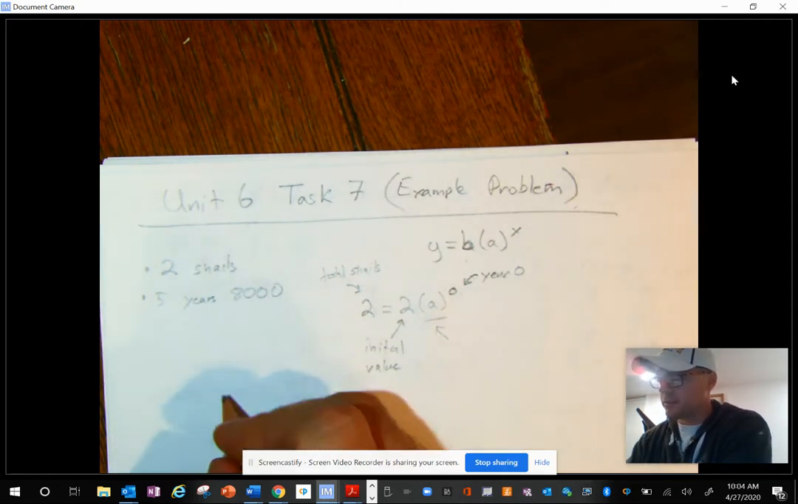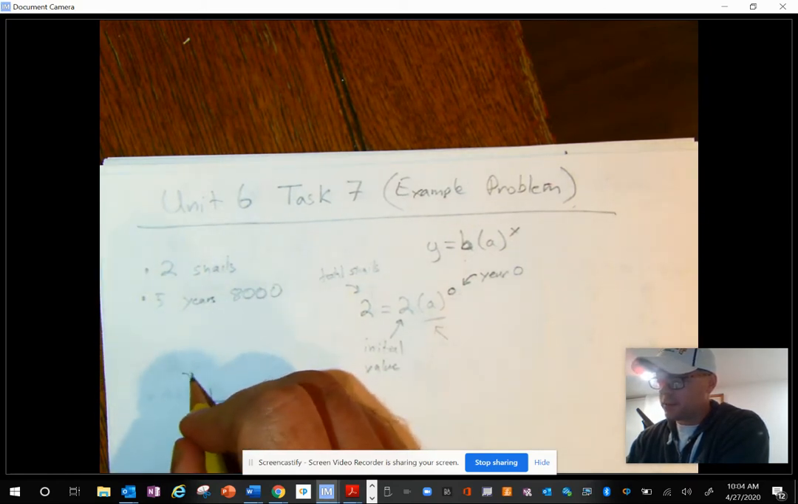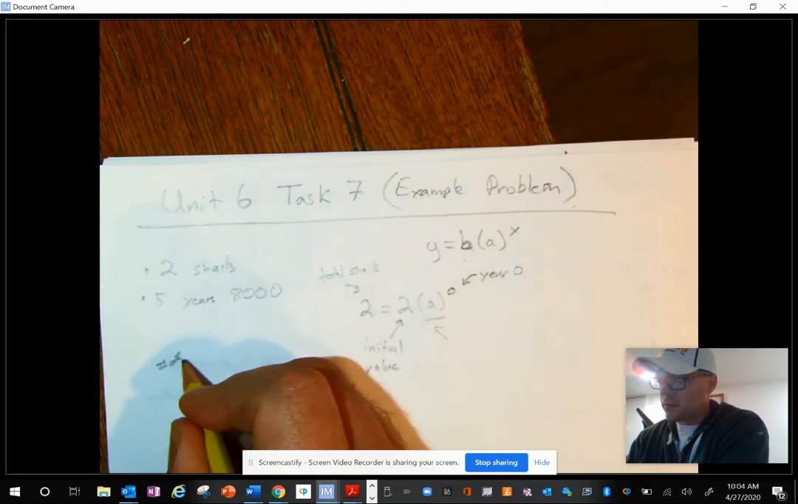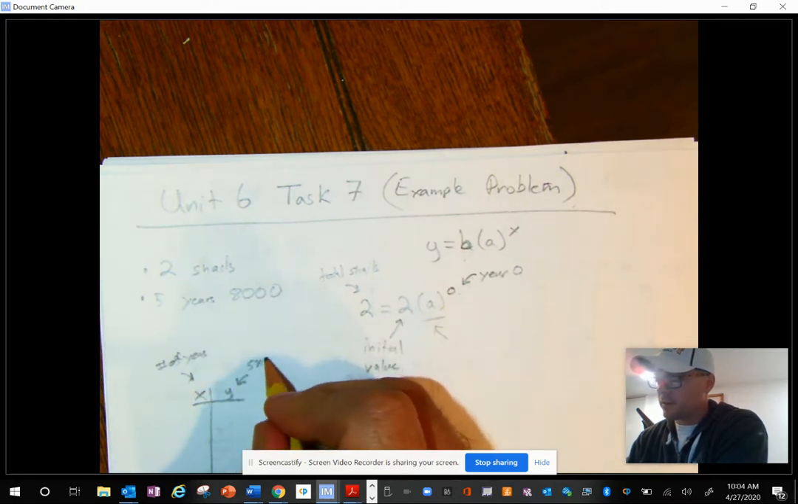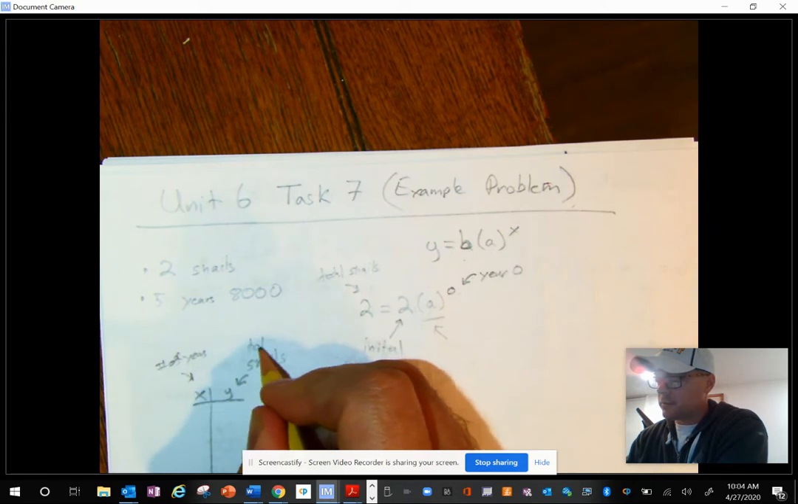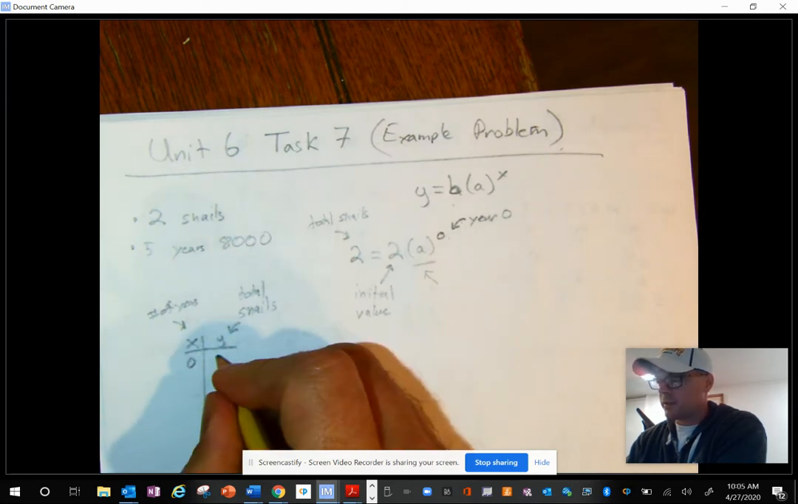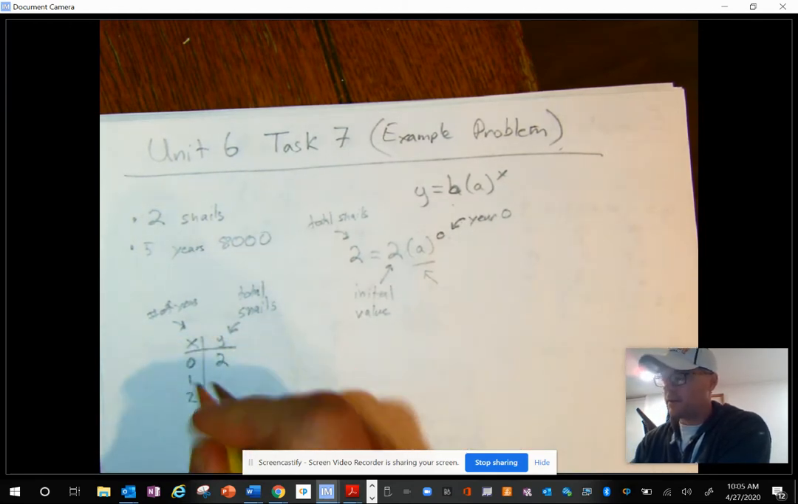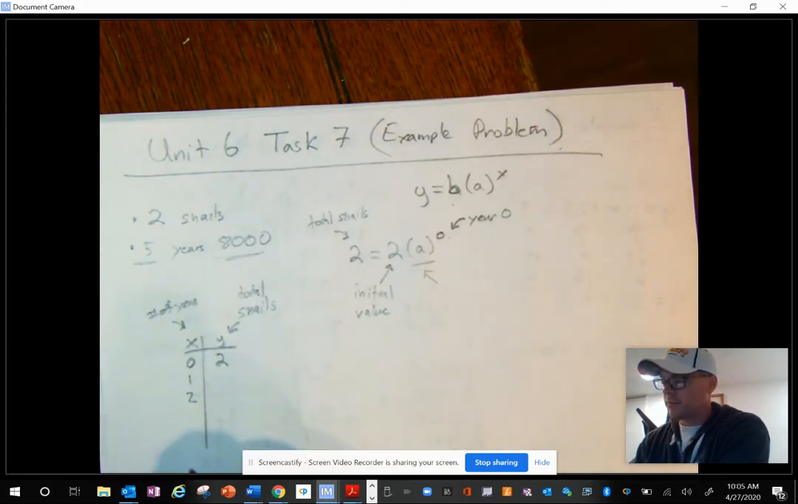So in order to do that, we're going to make a little t-chart. x is the number of years, and y is the total snails at the end of each year. We know that at year 0, there were 2 snails. And then the next data point we know is at 5 years, there were 8,000 snails. So we have to go all the way up to 5: 1, 2, 3, 4, 5.